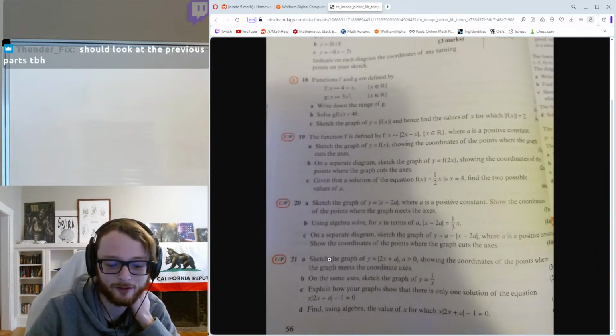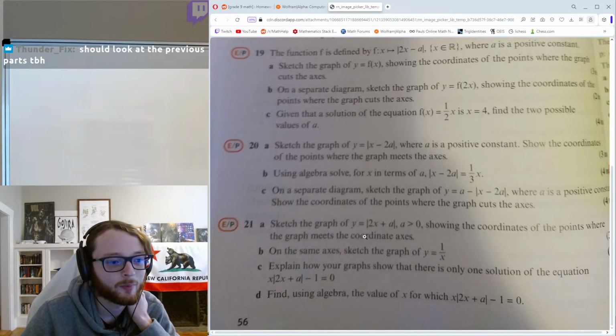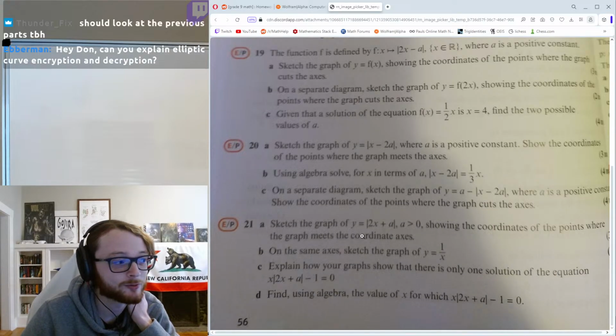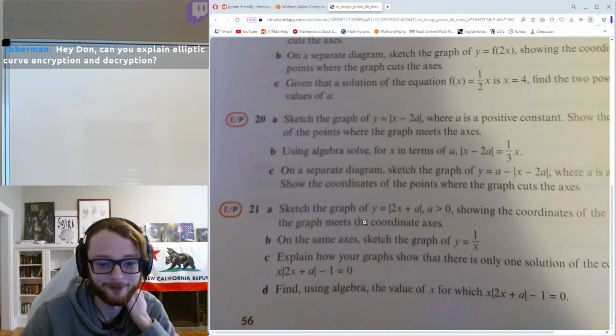Let me try and get the zoom so we can see the entire thing at once. Hey, Eberman, elliptic curve encryption and decryption? I have never heard of that in my life. I've heard of elliptic curves in encryption and decryption. I didn't know those two had any relationship with each other. Even then, I'm not that good with either of those topics, so I'm sorry, but I don't think I'll be able to do that for you.